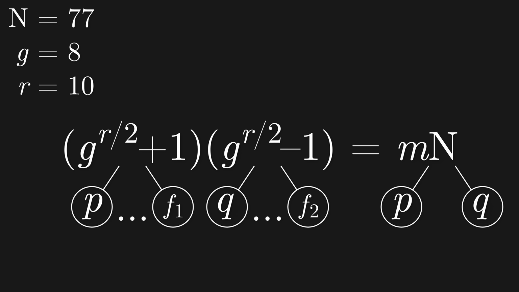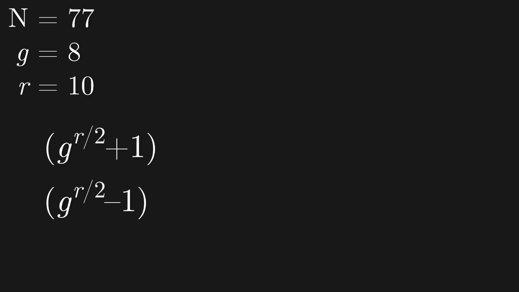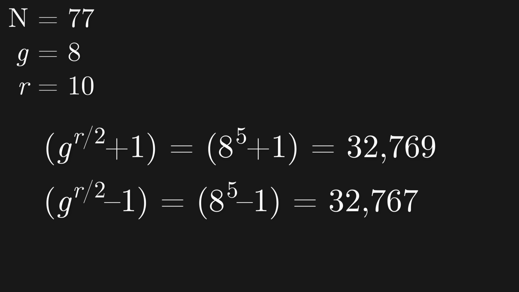So, one way to think about what we've done is we've taken a bad guess for one of the factors, g, and by finding the exponent r, we've turned it into two much better guesses that probably do share factors with n. Since r was 10, the two terms on the left-hand side are 8 to the power of 5 plus 1, 32,769, and 8 to the power of 5 minus 1, 32,767.